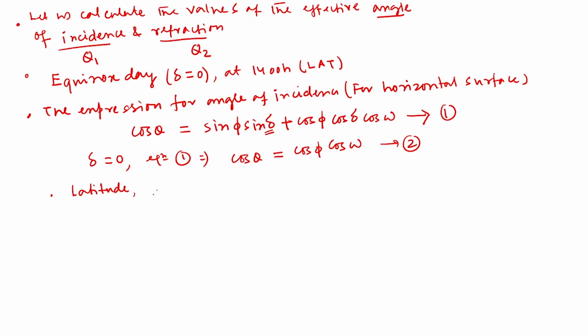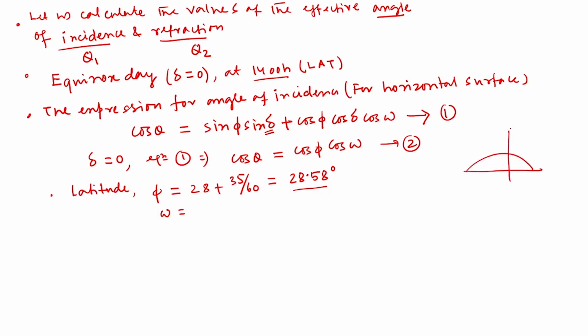The latitude phi we can calculate from the given data: 28 plus 35 by 60, which will be equal to 28.58 degree. And what will be the omega? This has to be calculated at 14 hours local apparent time. So, that means every 1 hour. If we consider this as solar noon, then this is 12 hours.